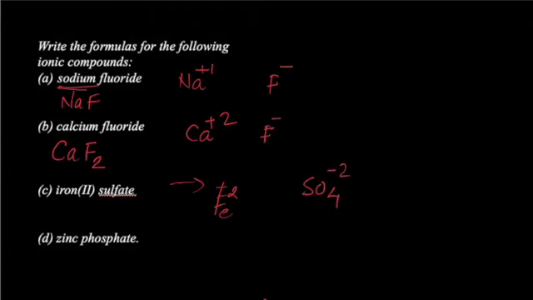Minus 2. So how many of them do we have to combine? This is plus 2 and minus 2. 1, 1 will do, right? 1 iron 2 and 1 sulfate will do. Yes or no? This is plus 2 and minus 2. So what will be the formula? FeSO4. Fine? Like that.